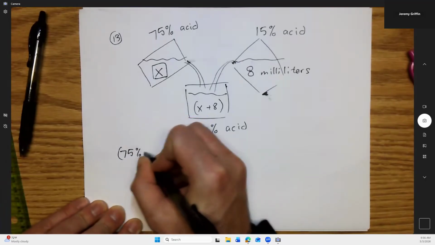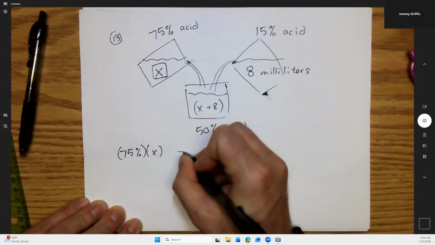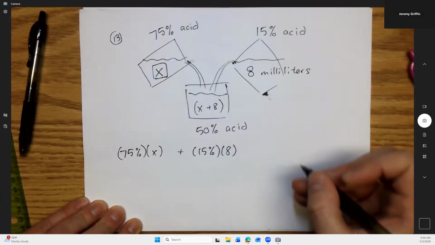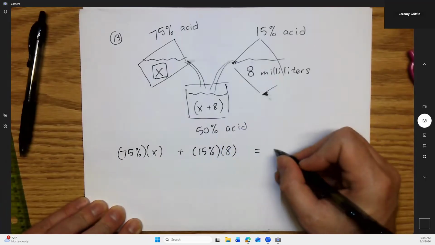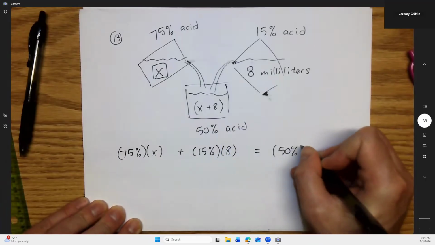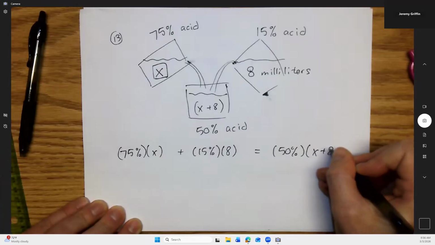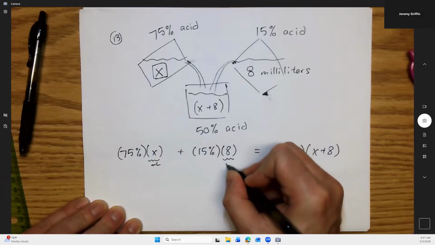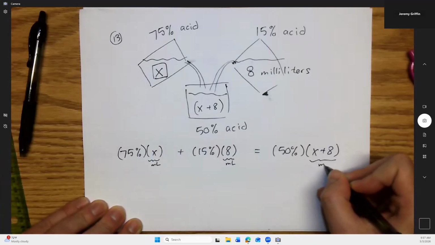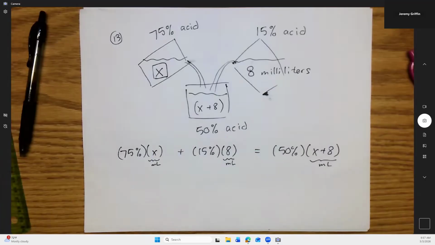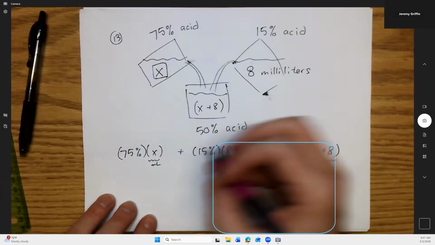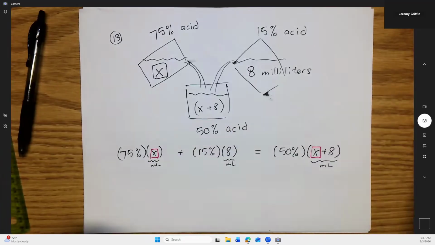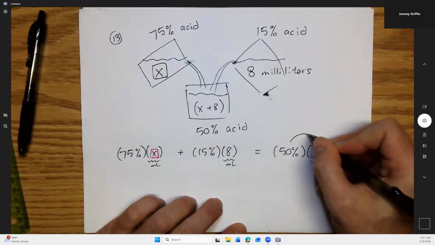So what we're going to do is 75% solution times x plus 15% solution times 8 milliliters equals 50% solution times x plus 8 milliliters. So this is milliliters. You guys got it? Now, what you're solving for is in 2 places. The x is there, and the x is also there. Could you guys distribute this 50% here?